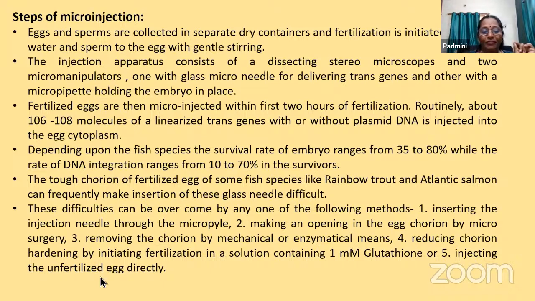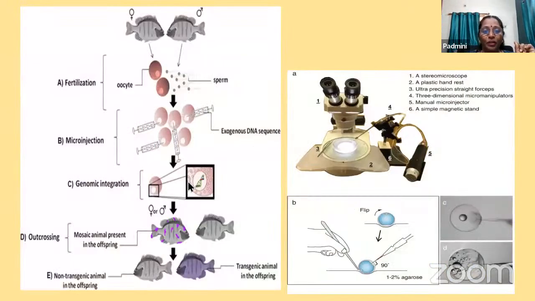And injecting the unfertilized egg directly. So you can also do all these steps for microinjection. What we are talking about is this: you collect the egg and the sperm and fertilize them, and after fertilization, you add the exogenous DNA of interest by microinjection. After that, you introduce it into a female fish, and ultimately what you get is a mosaic.